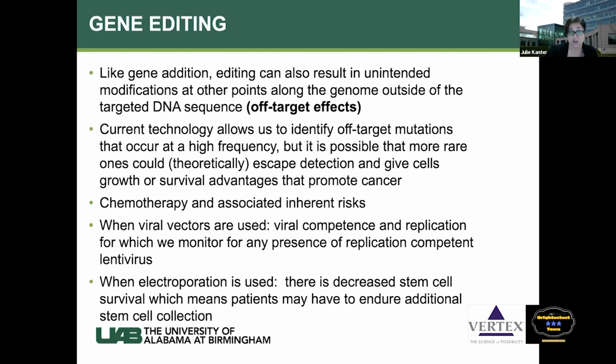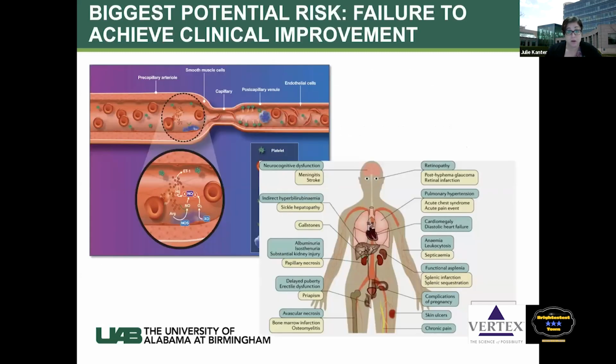Gene editing, like gene therapy, can also have unintended modifications or off-target effects. The technology allows us to monitor for these, but it's theoretically possible that some smaller mutations could occur that we can't see and can't test for. These still use chemotherapy in order to make space in the bone marrow, and they sometimes use viral vectors. They also may use a technique called electroporation, where they shock the stem cells in order to get that CRISPR-Cas9 on the inside, and that could lead to decreased stem cell survival. But the biggest risk, I think, is the failure to get clinical improvement.